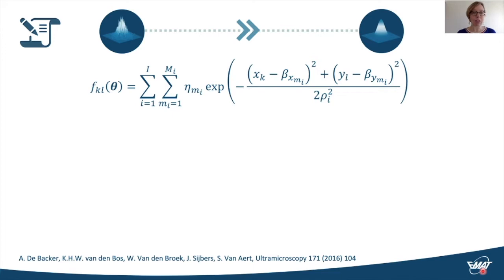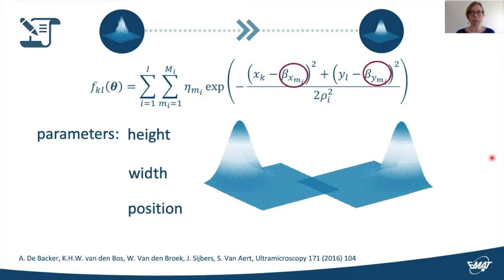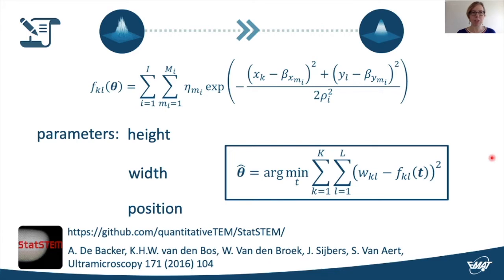And the key concept of this theory is the use of a parametric model to describe the underlying observations. Since ADF STEM images are peaked at the atomic column positions, each intensity peak is modeled as a Gaussian function of which we estimate the height, the width, and the position. The estimated parameters correspond to the model best matching the underlying observations, and they are obtained by minimizing the least square sum. This optimization involves an iterative refinement in a huge dimensional parameter space. And we have implemented this algorithm in the open source software StatStem, which can be downloaded from this link.